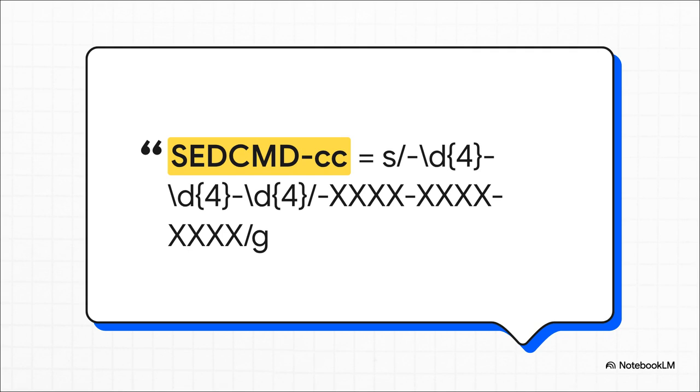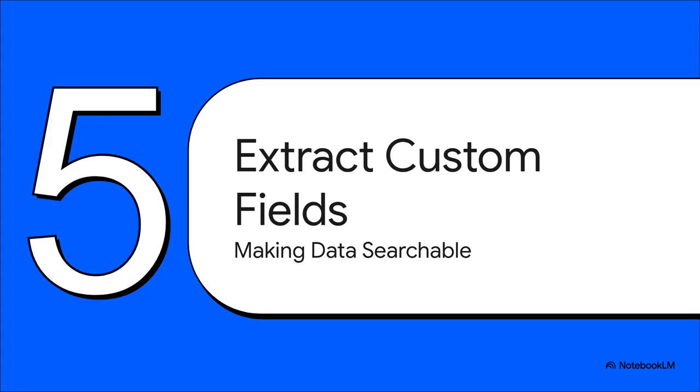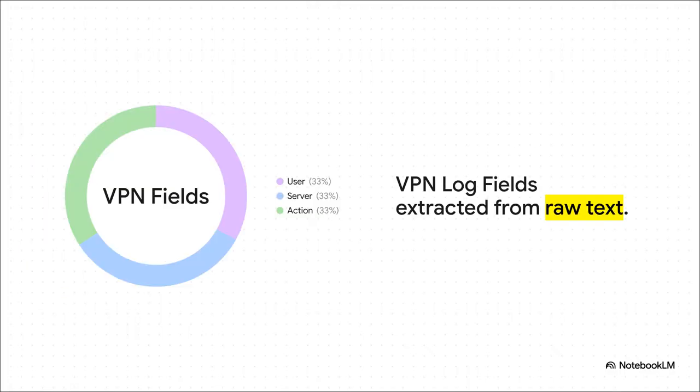The threat, completely neutralized. Which leads us to our final stop, Section 5, extracting custom data fields. Okay, so we've tamed the logs, we've broken the events apart, and we've secured the sensitive data. But honestly, just having the raw text masked isn't quite enough. We need to extract specific values to make these logs truly searchable for a SOC analyst.